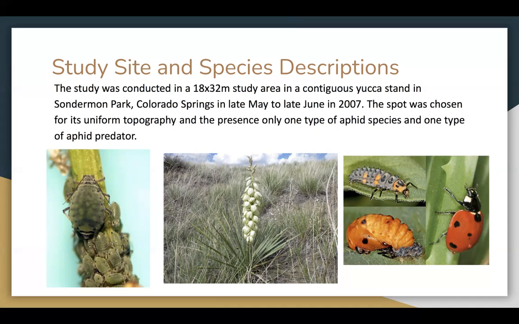The study was conducted in an 18 by 32 meter study area in a contiguous yucca stand of Sunderman Park in Colorado Springs in late May to late June of 2007. The spot was chosen for its uniform topography and the presence of only one type of aphid species and one type of aphid predator. In a 30-day period, the researchers observed the patchy habitats of aphids on 107 yucca plants.